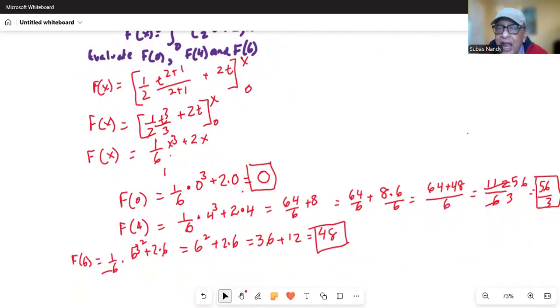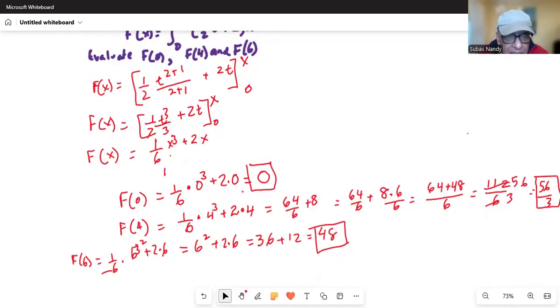Now I cannot add the whole number to a fraction, so I have to convert the whole number to a fraction with the same denominator, which is 6. So I multiply the numerator and denominator by the same term, 6: 8 times 6 divided by 6. So it is 64 plus 48 divided by 6, which is 112 divided by 6, which is 56 over 3 after I simplify and cancel out the common factor 2.